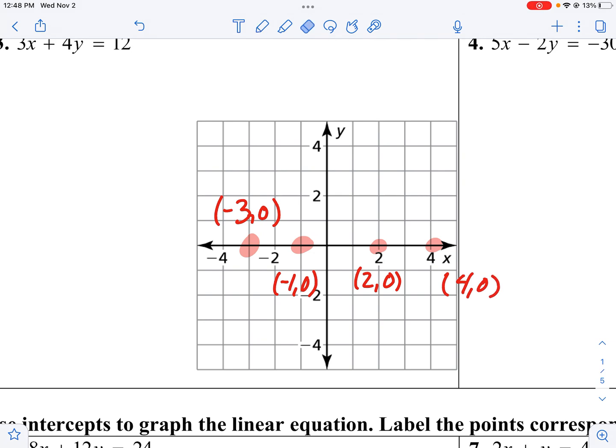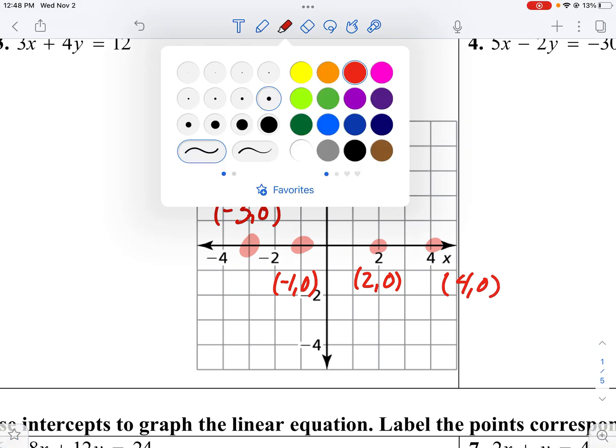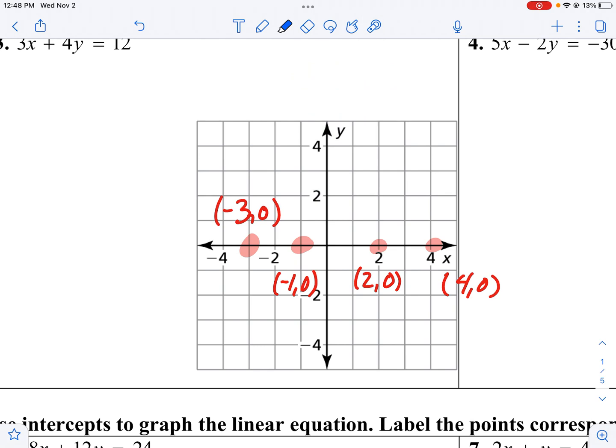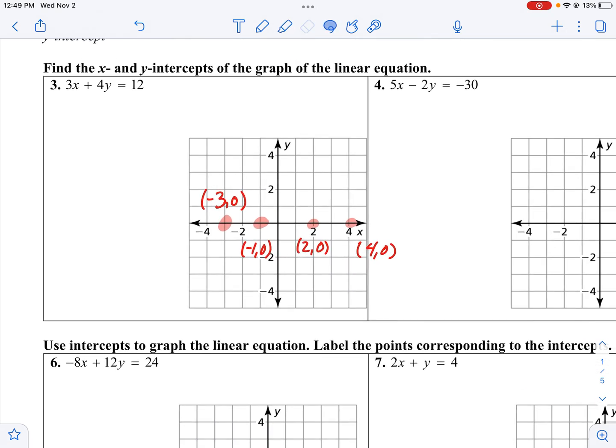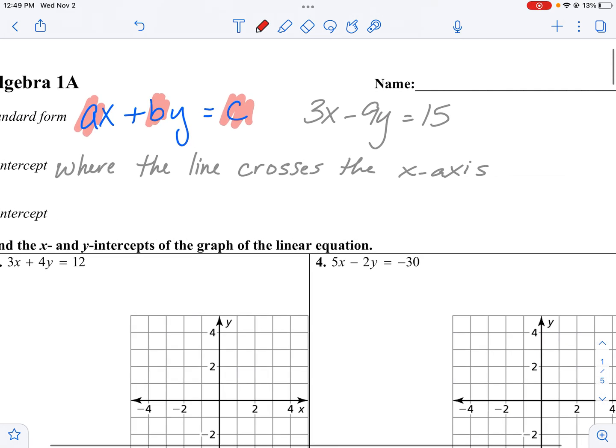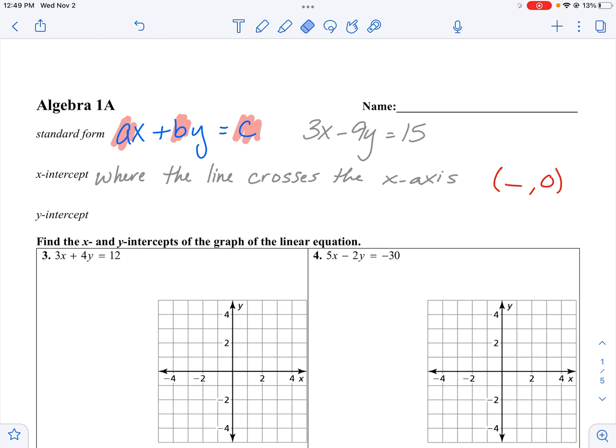But what do you notice about all of those points? All those ordered pairs? What's the same in every ordered pair? The 0 in the y-coordinate. So if you're crossing the x-axis, you didn't go any up or down. Your y value is 0 every time. So if I want to find an x-intercept, what I'm going to have to do is set the y equal to 0. So I'll get some number, comma 0.